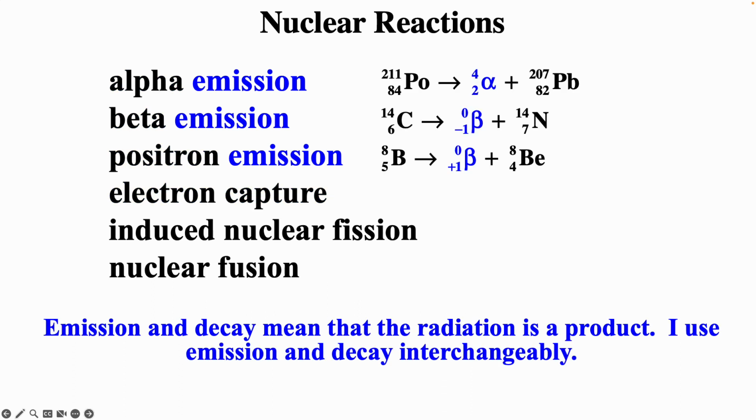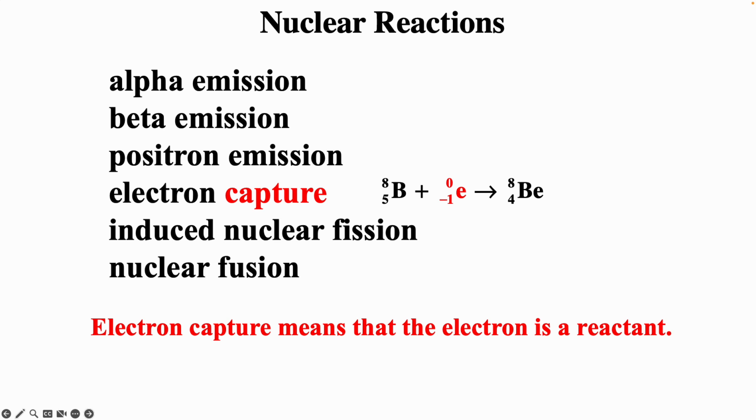And so emission decay means the radiation is a product. And so alpha emission or alpha decay is the same thing. I'll use emission and decay interchangeably, but alpha emission means that the alpha particle is a product, or alpha decay, the alpha particle is a product. Beta emission, beta decay means the beta particle is a product. Positron emission, positron decay means the positron is a product. Electron capture is a little bit different. The electron is actually a reactant.